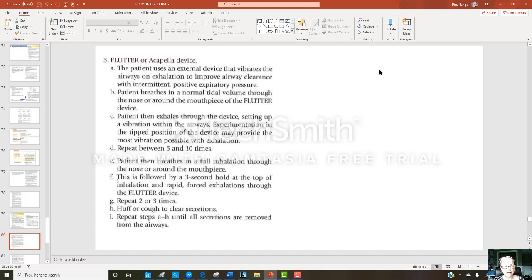Patient then breathes in a full inhalation through the nose and around the mouthpiece. This is followed by a 3-second hold at the top of the inhalation and rapid forced exhalations through the flutter device. Repeat 2 to 3 times. Huff or cough to clear secretions. Repeat steps A through H until all secretions are removed from the airways.